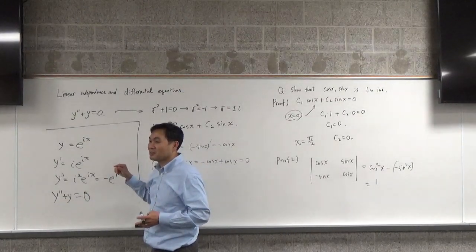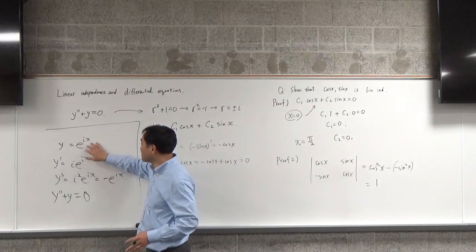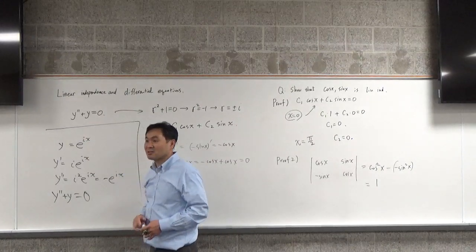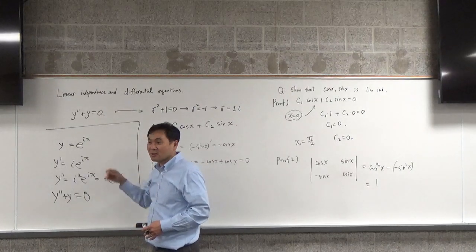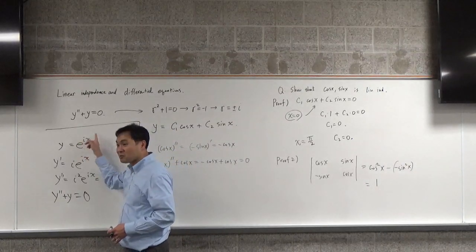It's the C1 cosine x plus the C2 sin x. All right, so that's one way to say it. All I wanted to say is that this is a solution to this. Now, the only trouble here is that this is a complex valued function.